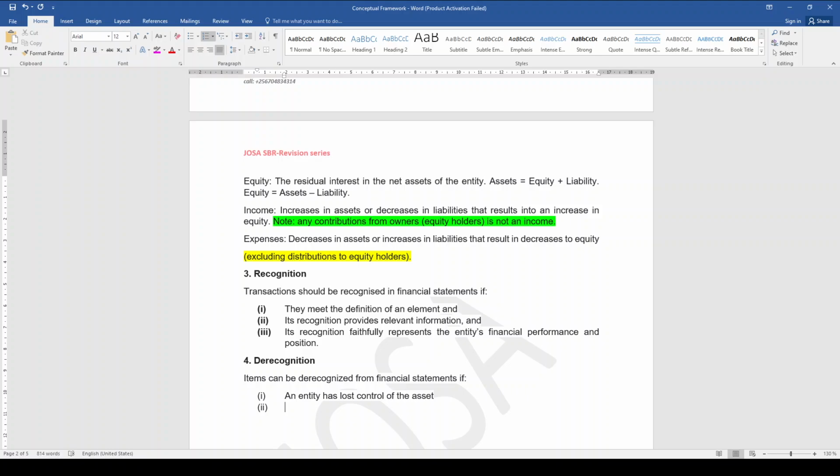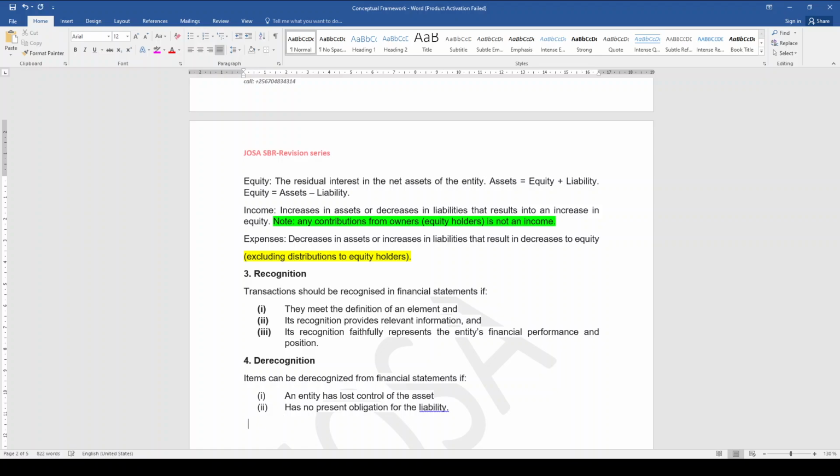And then the second condition under which we can remove an item from the financial statements is when you have no present obligation for the liability. That is, if you had an obligation to pay money and you've paid your money, then you no longer have a liability. As such, there is no further present obligation. These are the two conditions under which we can remove items from the financial statements.